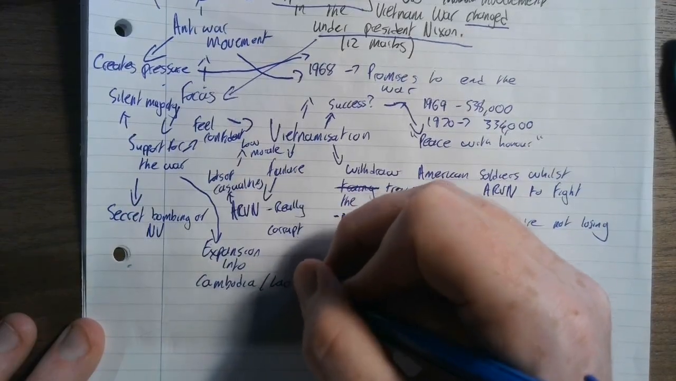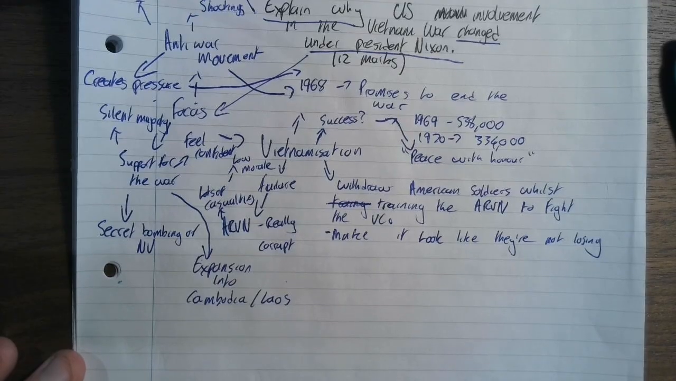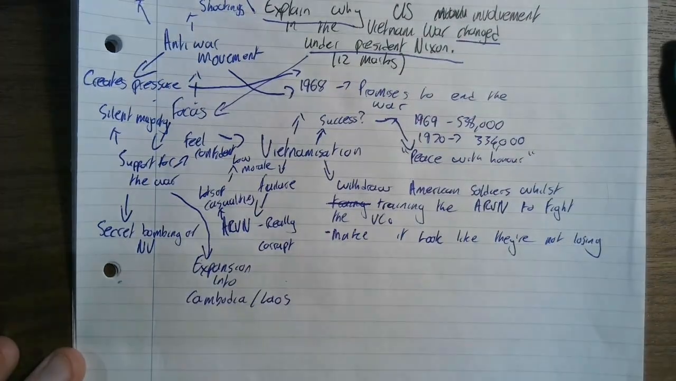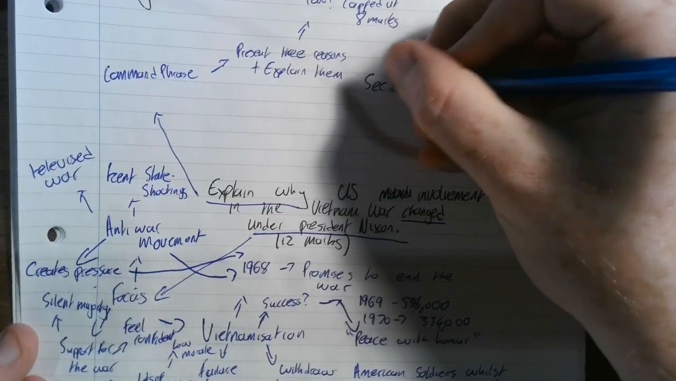These are two neighbouring countries next to North and South Vietnam. We know the Ho Chi Minh Trail actually goes through these countries, so Nixon expands the war, but he keeps it a secret at first. As you can imagine, the American public finds out, which goes back to creating pressure. So, does it work for him? Absolutely not. Right, finally, our second order concept.